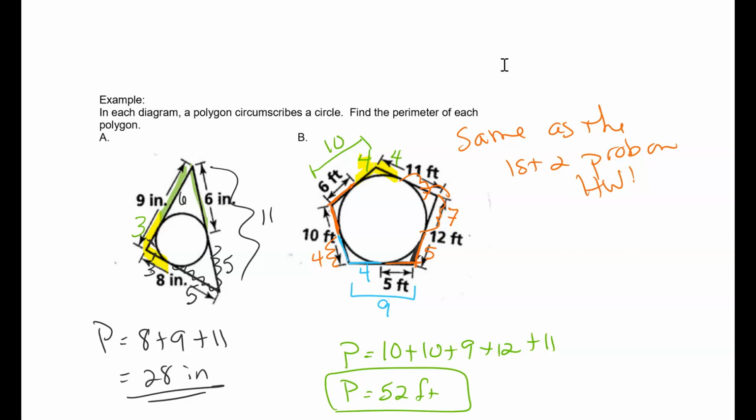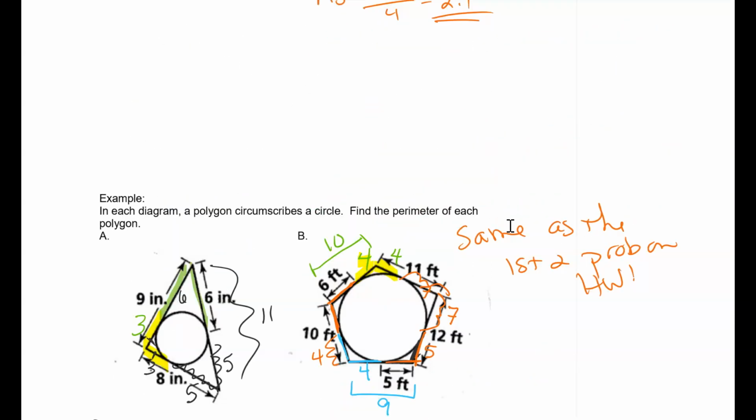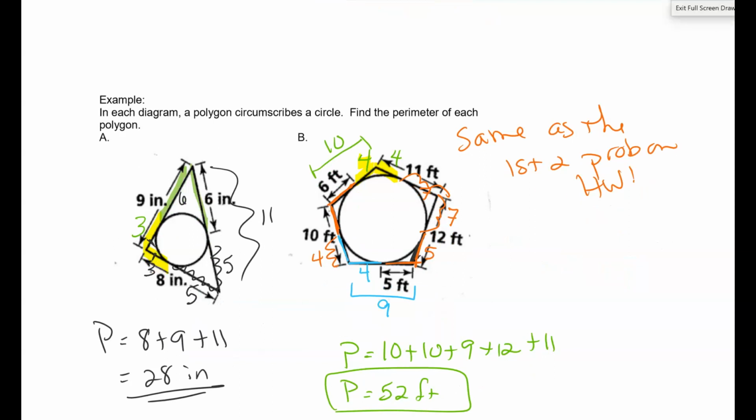And those are just fun to do, but it's making sure you understand that if you have two tangent segments from the same external point going to the same circle, they're always going to be congruent. Guys, there's some tougher problems on the homework, but you should be able to do a great job with them.